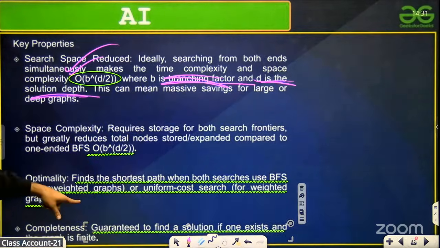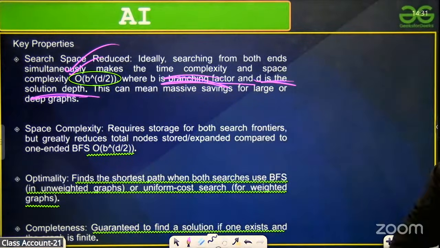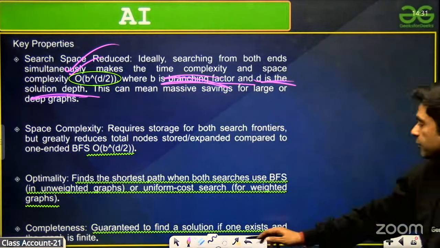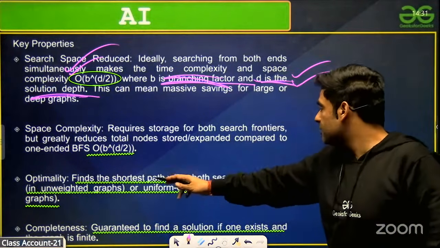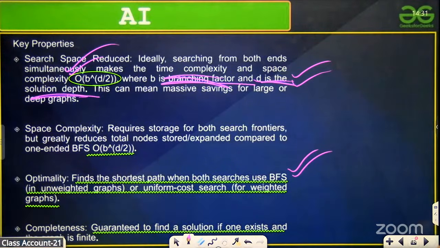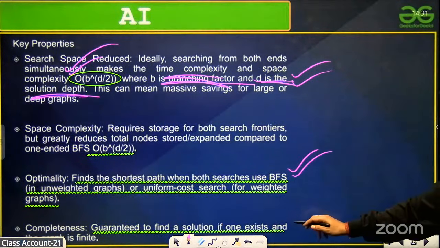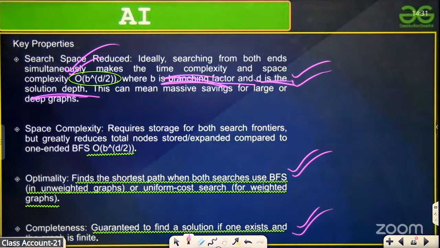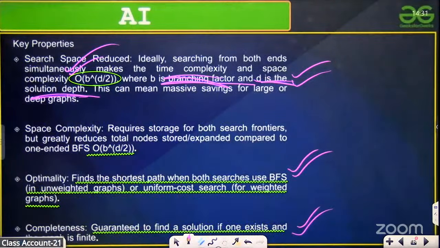So guys, please take out the formula sheet and write this. Okay, these are three important points. So first is space complexity is halved. Second is it finds the shortest path, and it uses BFS in unweighted graph, and it uses UCS for weighted graph. And completeness, it is complete, it is guaranteed to find a solution if one exists. Okay, so guys, this you can write it. I'll wait for a minute, guys. Please, everyone, write this.